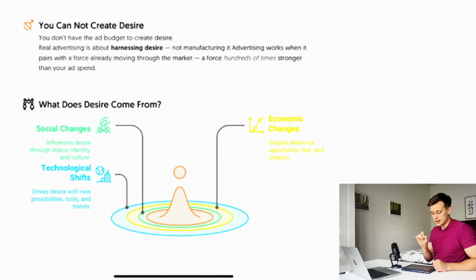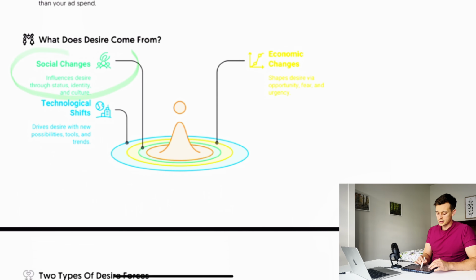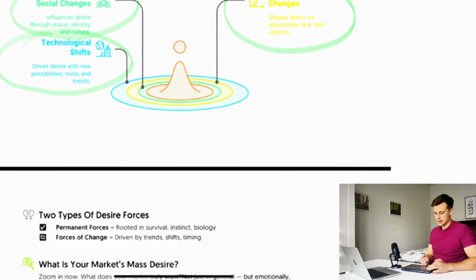And you cannot create desire. No one has the budget to be able to create desire. Real advertising is about harnessing desire that already exists, not manufacturing it. Advertising works when it pairs with a force already moving through the market. And this force is hundreds of times stronger than the ad spend that you have. Where is this force coming from? It's coming from the social changes, the technological shifts, and the economic changes that are happening for people as they live life for so many years, right? These are where desires are coming from.